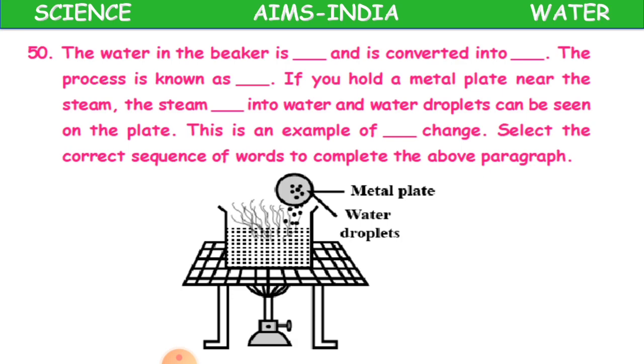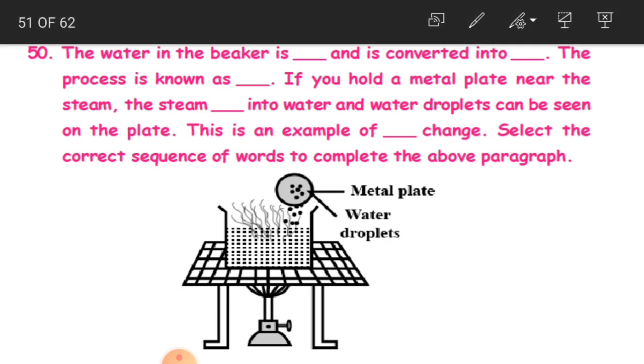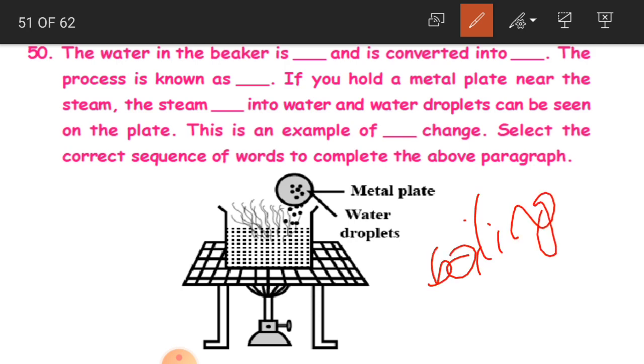So here let us see carefully. According to the picture, we are taking the water in a beaker which is boiling. I'll just write it here. It is boiling and it is converted into, so what is this, children? Like it is steam. So it is converted into steam.